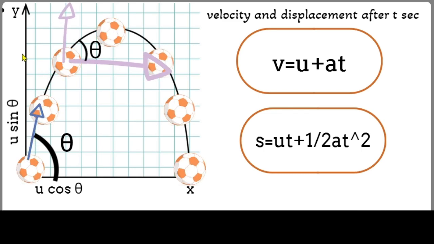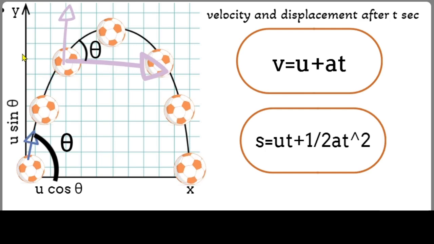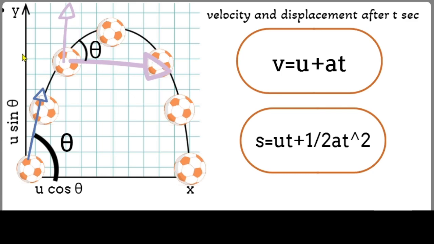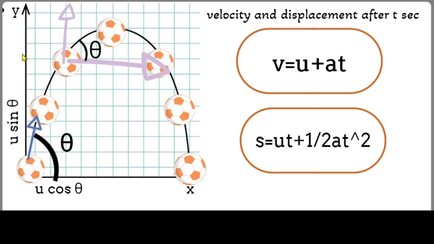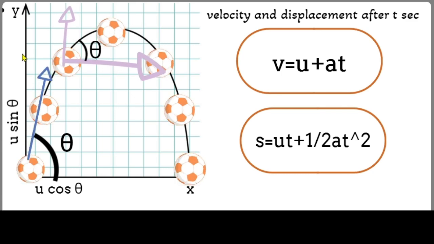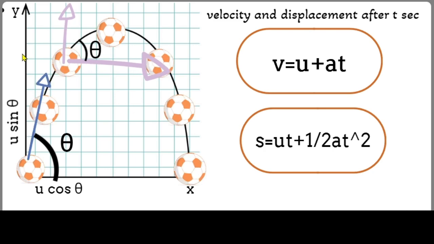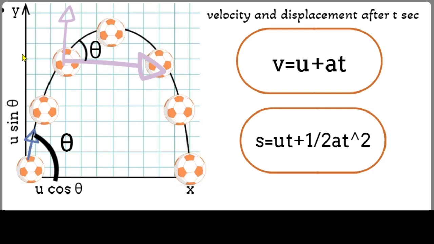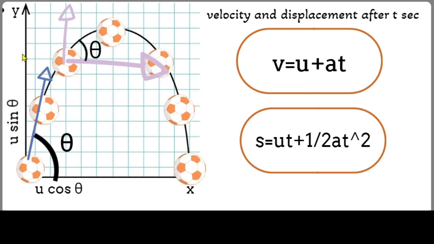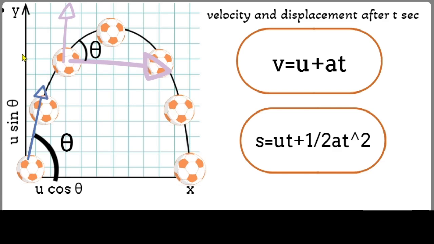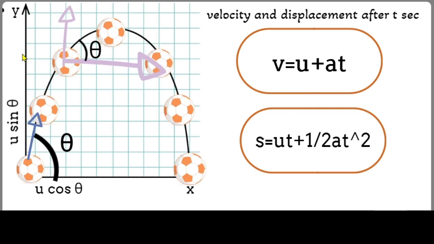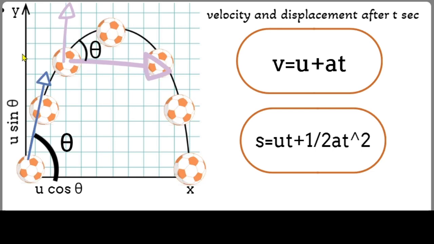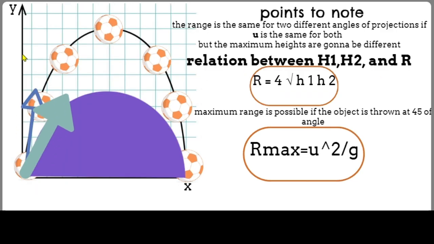The thing that we need to remember is that projectile motion has a constant acceleration for the y-axis. So we can find velocity and displacement after t seconds too, where we are going to use the equations of motion, which are applicable for constant acceleration. Constant acceleration is also happening in projectile motion. That's why we are using them.